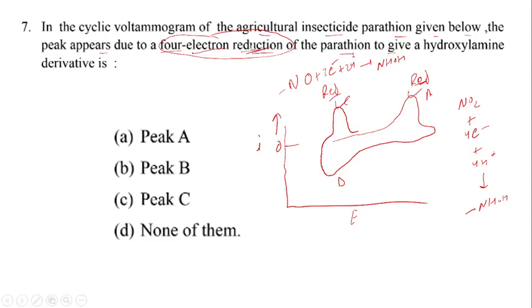So you need to check which reaction is occurring due to 4 electron. Obviously at point A, the nitro compound is gaining 4 electron, 4 proton and converting. So your right option will be A. If you know this cyclic voltammetry and the reactions of this compound, then you can answer both these questions correctly. It is the same answer, the same question, but the concept should be clear. So this is all about question number 7.